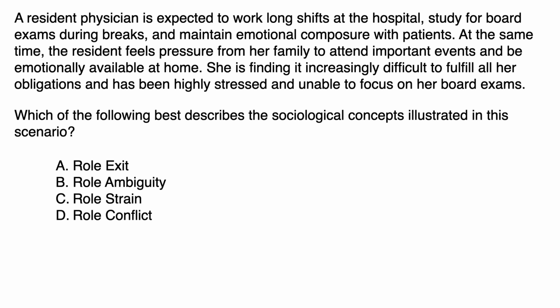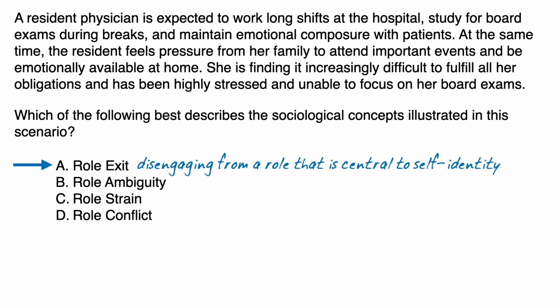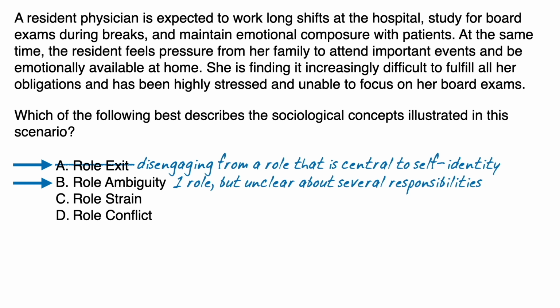To increase our chances of getting this correct, let's start by eliminating some answer choices. Role exit is disengaging from a role that is central to one's self-identity. But there is no mention of the resident leaving her job or family, so eliminate A. Role ambiguity is having several tasks and responsibilities in one role, but being unclear, confused, or clueless about these responsibilities. But there's no mention of the resident being unclear or confused about what she has to do and how to go about doing them, so eliminate B.